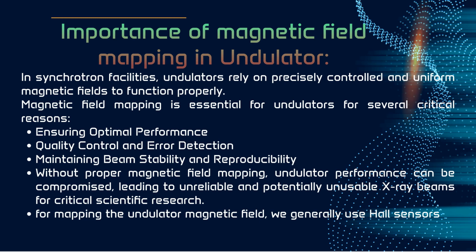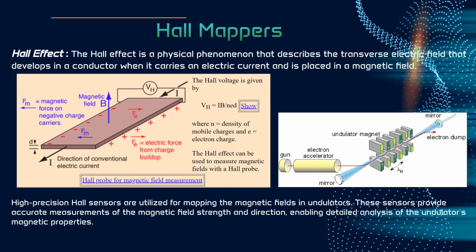For mapping the undulator magnetic field, we generally use Hall sensors. Before discussing what Hall sensors are, we'll first know what the Hall effect is. The Hall effect is a physical phenomenon which is described as the transverse electric field that develops in a conductor when it carries an electric current and is placed in a magnetic field perpendicular to the direction of flow of current. In the schematic diagram you can see the current flowing in this direction, and the magnetic field is perpendicular to the direction of flow of current.